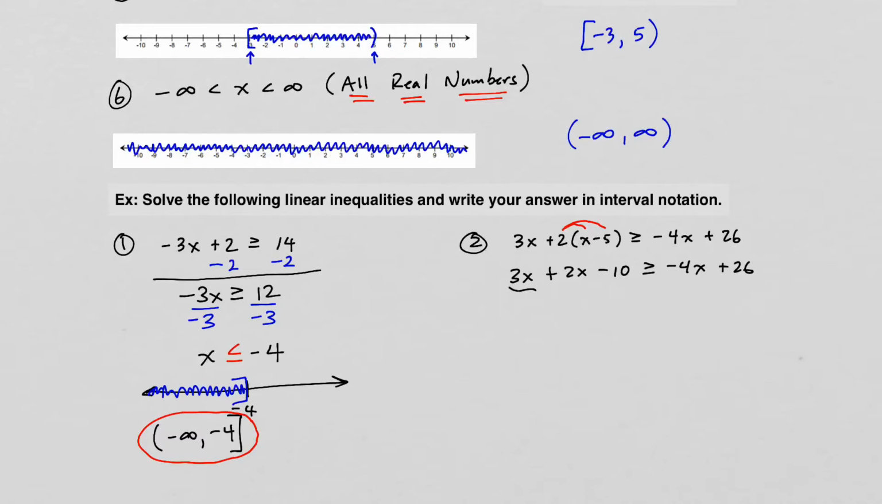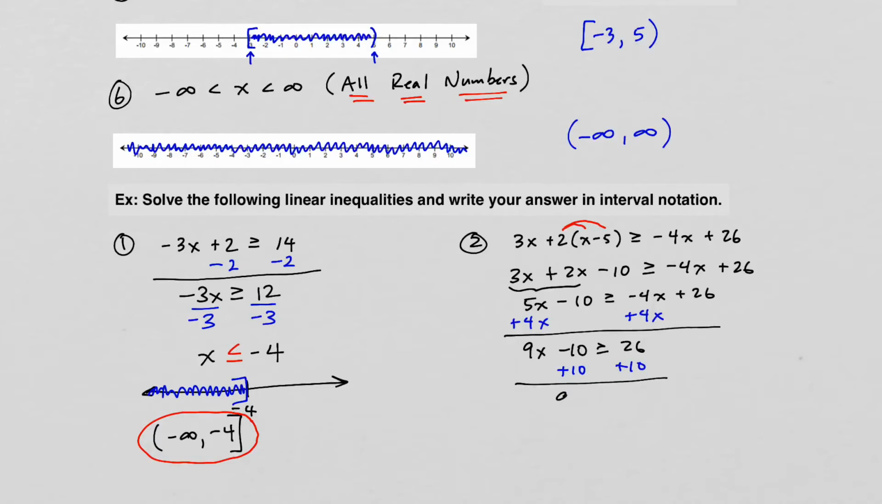In our next step, we will combine like terms. 3x plus 2x is 5x. Minus 10, greater than or equal to negative 4x plus 26. And now just like regular equations, I'm going to add 4x to both sides. Here, let me do that in a different color. So add 4x here, add 4x here. And when we do that, we get 9x minus 10 is greater than or equal to 26. And then we'll go ahead and add 10 to both sides.